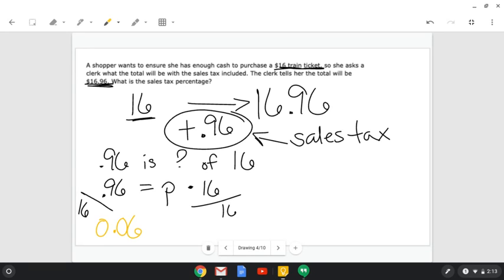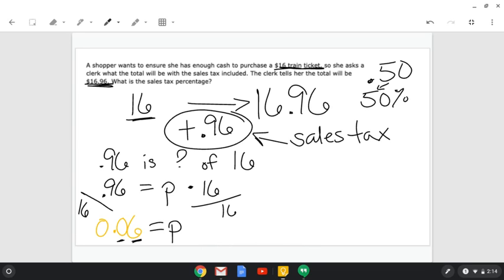0.06. So think to yourself, this is the tenth place, this is the hundredth place. If I get 0.5, I know that is 50%. So just pay attention to that placement, right? Make sure you're thinking to yourself, and don't call this 60%. This is a 6% sales tax.